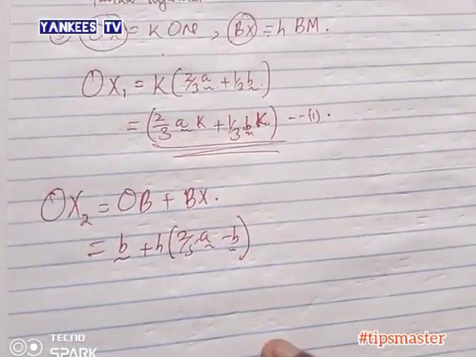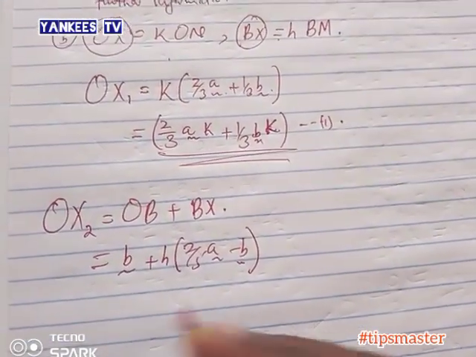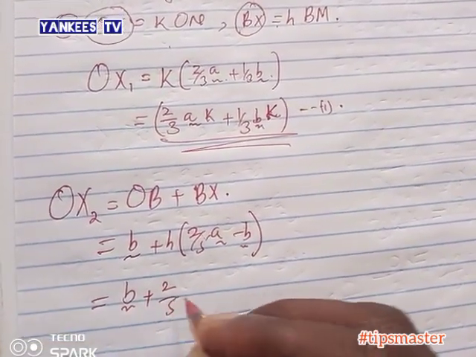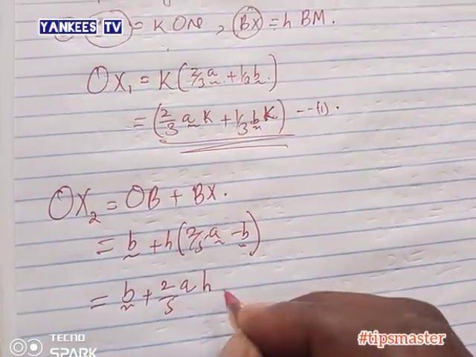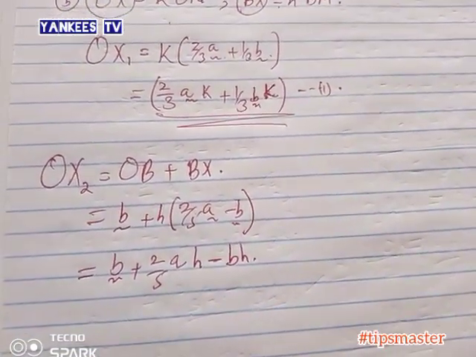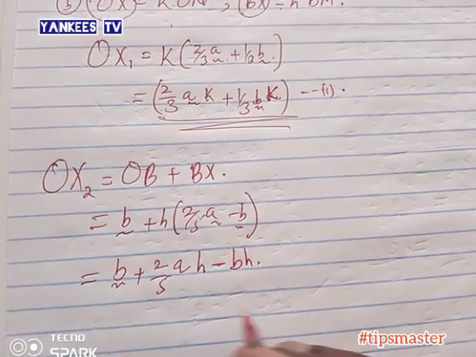So our work is just to break the bracket using H. So it shall be B plus 2 over 5 A H minus B H. So let's not confuse B with H, please.